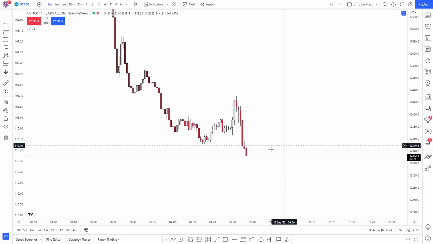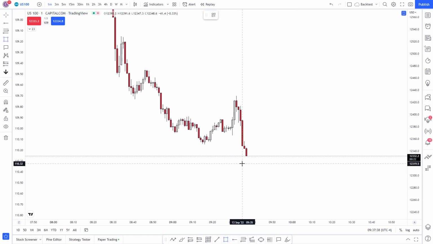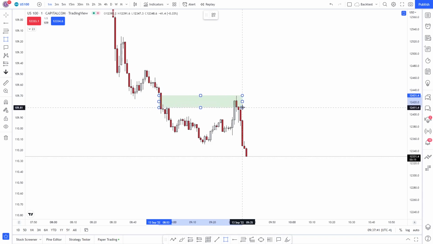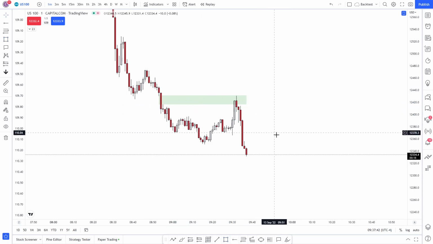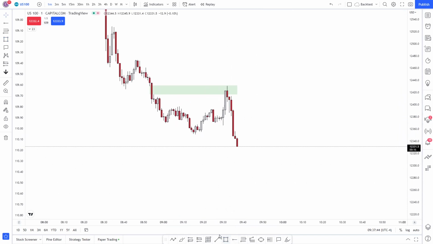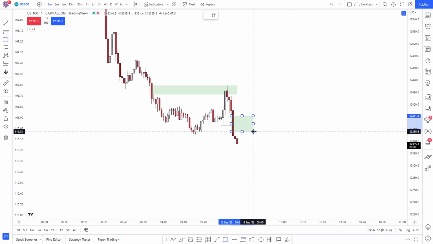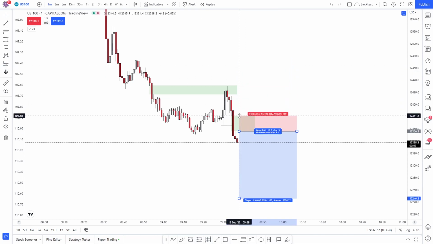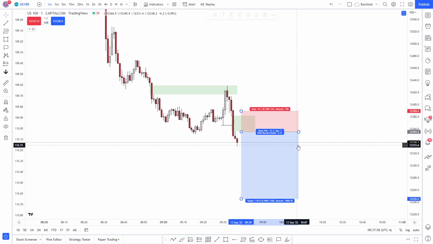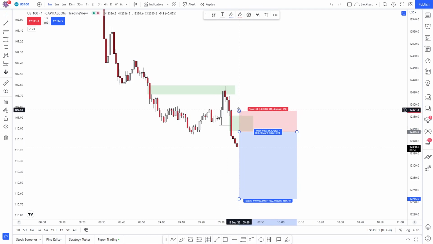Now, we're at 9:30. Now, what happened? 9:30 came up for this fair value gap. Now we have broken structure right here. Since we've broken structure, what do we look for? The fair value gap. And here is where we're looking to enter. Right here. That's the preferred entry.